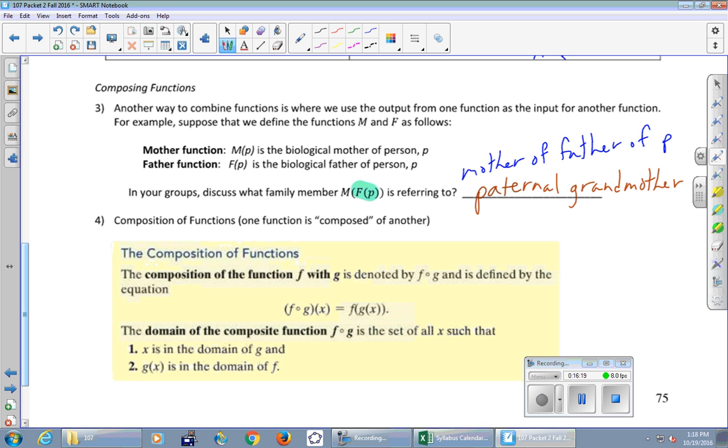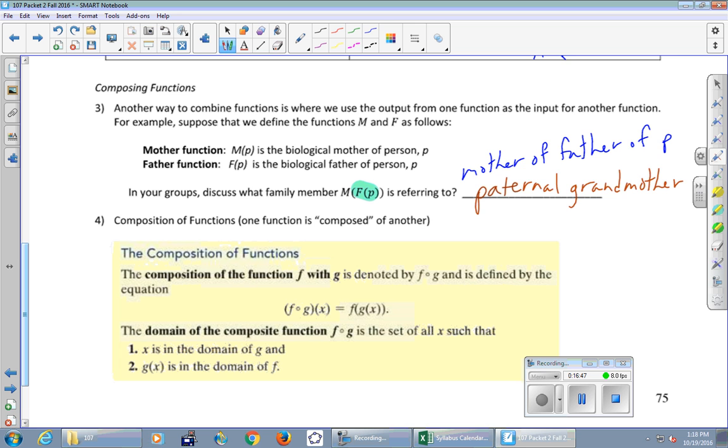Yeah, that's right. Right, and so everybody had this person in their lives. The person may no longer be with us, but at some point, everybody had a mother of their father, and that's what this function is referencing. And so again, the key idea with composition is that the output for one function becomes the input for the next function. We took the output of the father function and put it into the mother function.